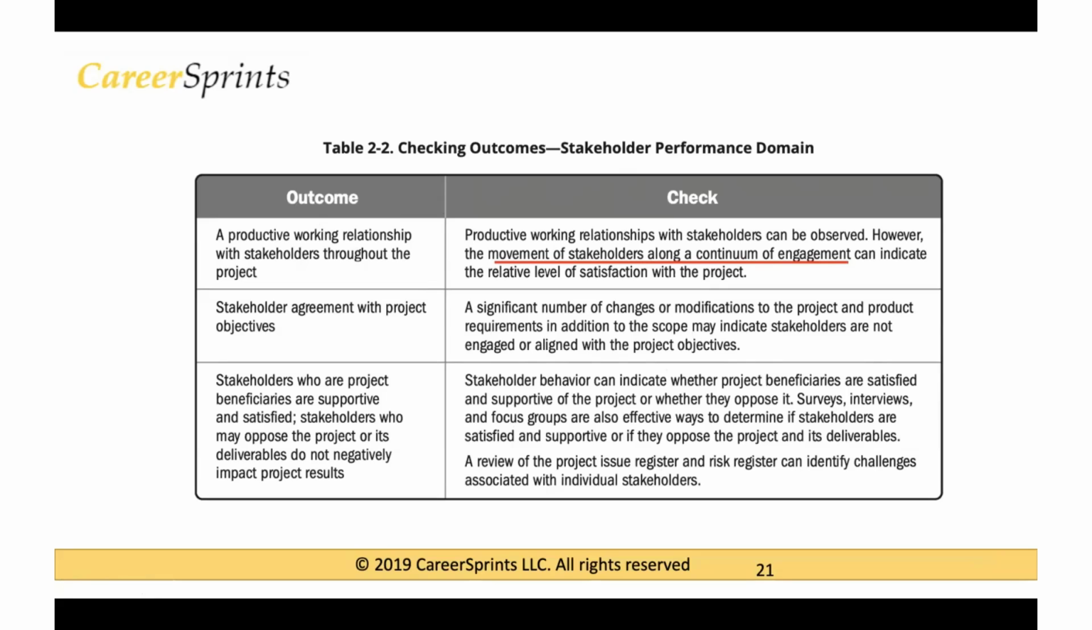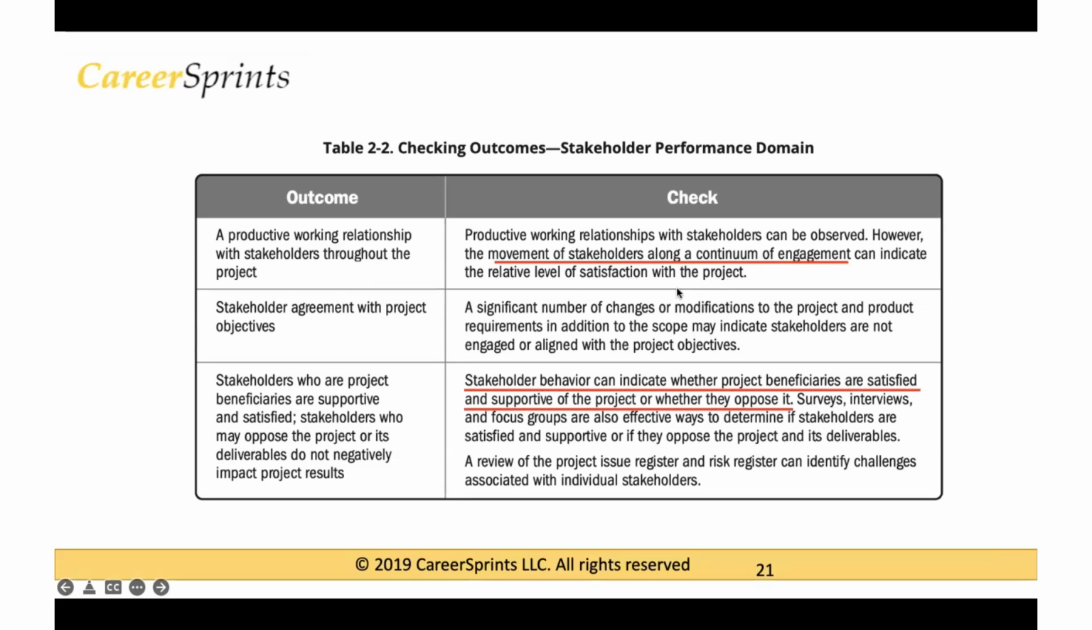So the whole idea of working with stakeholders is that you desire some form of outcome. So what do you want as an outcome? You want a productive working relationship with stakeholders. That is an outcome that you expect. And for example, you want to ensure that stakeholders who are project beneficiaries are supportive and satisfied with the project. So how do you check whether you've achieved that outcome or not?